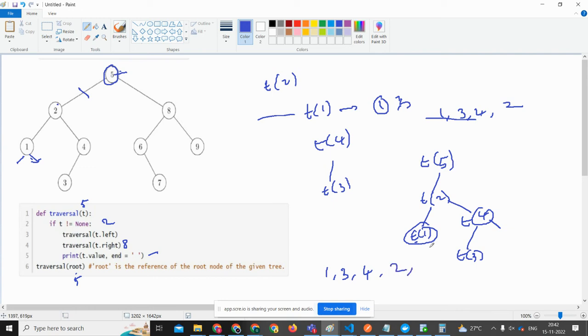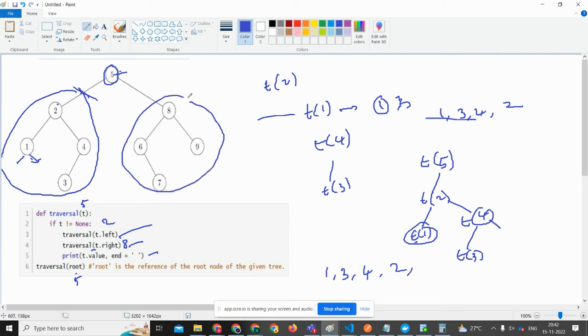Next, 5. No, not 5 yet. You still have the right side for the 5. When you were traversing 5, the left hand side was completely traversed, so that line is done. Now you come to the 4th line, and you traverse the right hand side of 5. Only after the right hand side of 5 is traversed will you print 5.